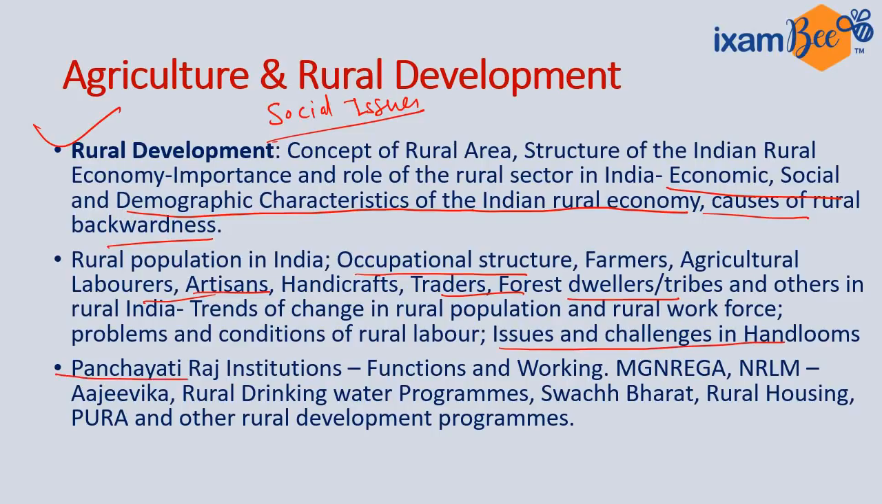Then Panchayati Raj Institutions, so how it came into force by amendment of the constitution, which amendment, their structuring, then the important schemes like MNREGA, NRLM, National Rural Livelihood Mission, then Ajeevika, Rural Drinking Water Program, Swachh Bharat Program, Rural Housing, PURA and other rural development programs.